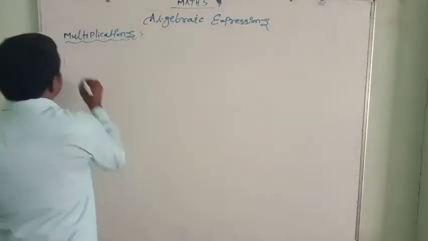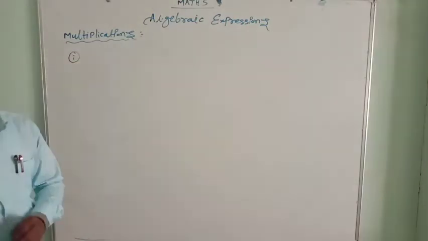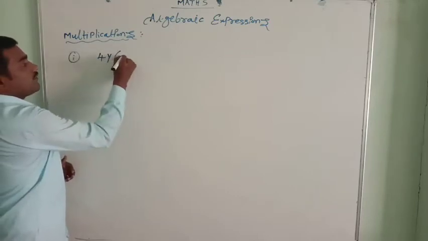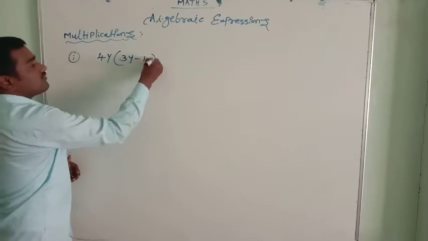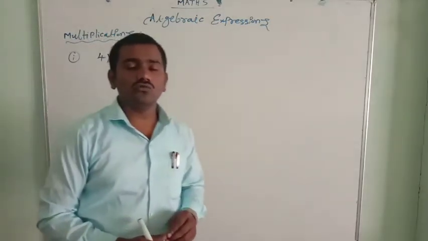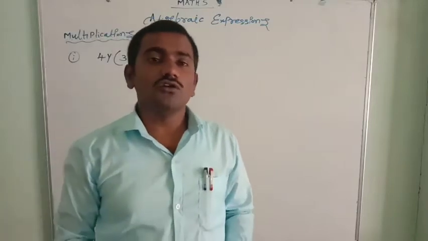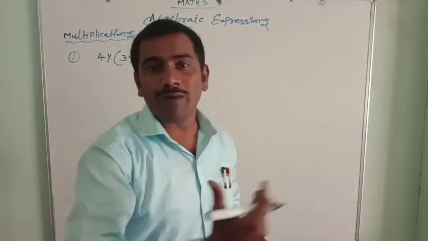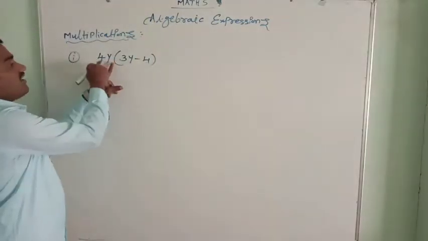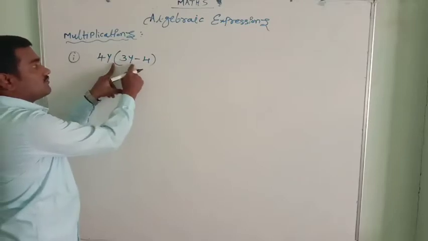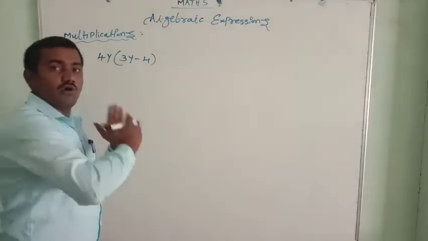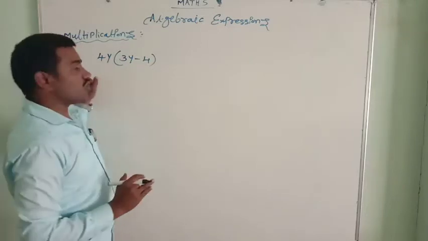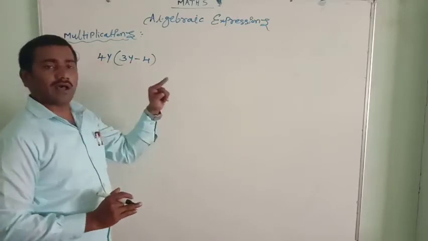Very simple. Let me take some questions first from the textbook itself. First, let us multiply 4y into 3y minus 4. This type of multiplication is called a monomial into binomial. Why monomial? This is only one term, and here there are two terms. So one term into two terms. If an algebraic expression contains one term, it is a monomial. It contains two terms, so it is a binomial.